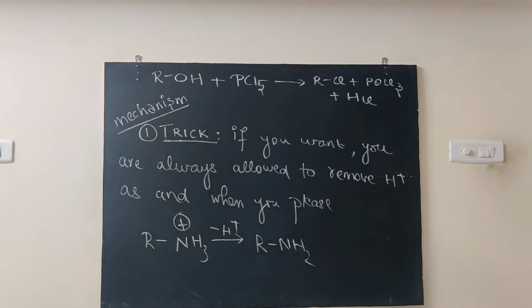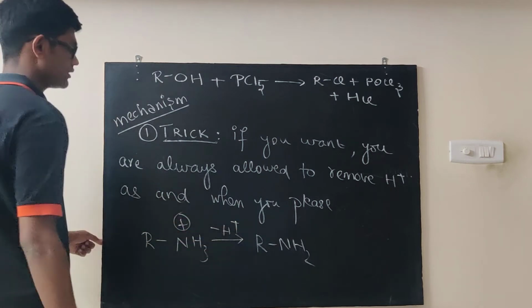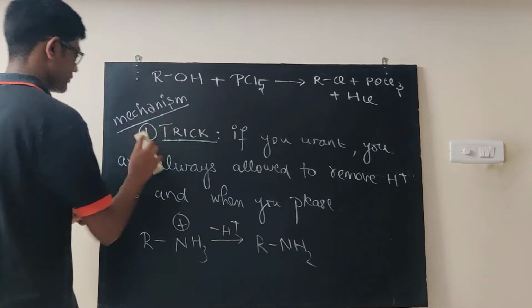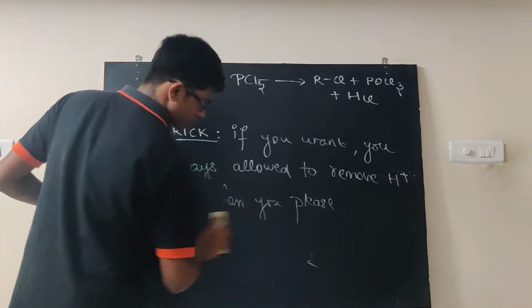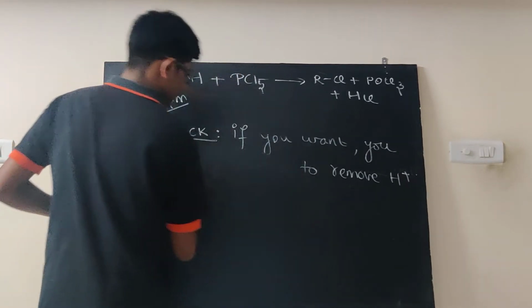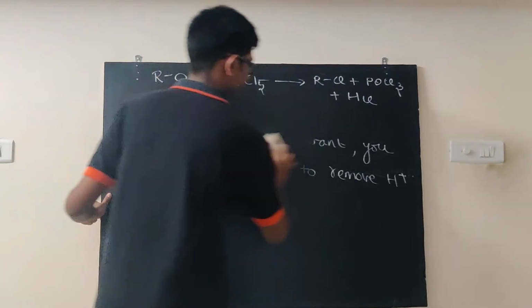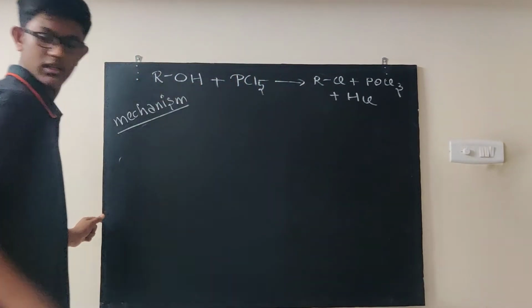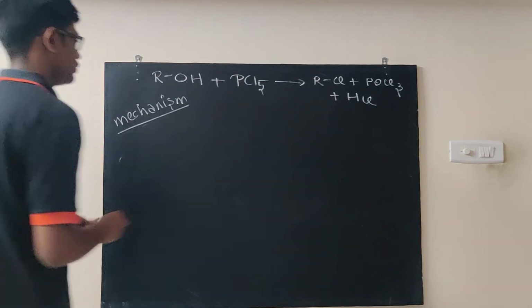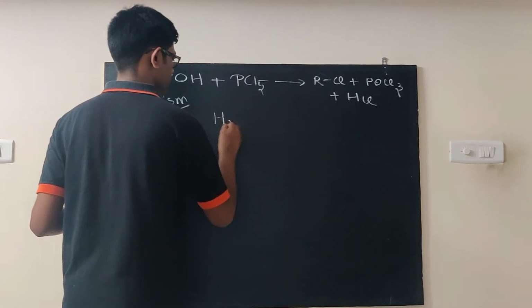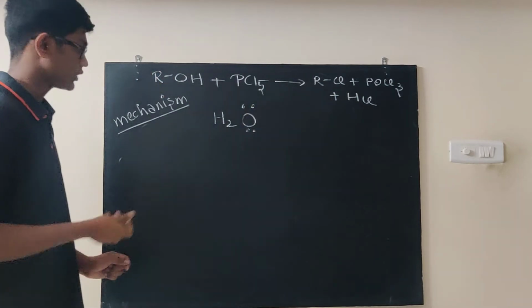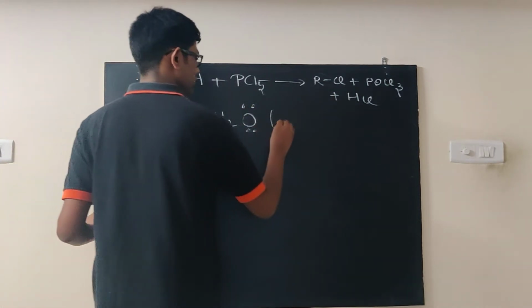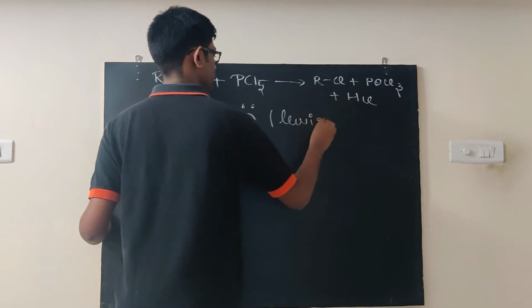Because when you start writing mechanisms, you're just going to start writing minus H plus. Since this is probably the first time you're hearing this, I will explain why we write minus H plus and why it's okay. Afterwards, we're going to take it as implicitly defined and move on. Okay, so let's do that quickly. You are going to consider water, which is generally always in the medium, to have lone pairs. And the good thing about water having lone pairs is that it can act as a Lewis base.